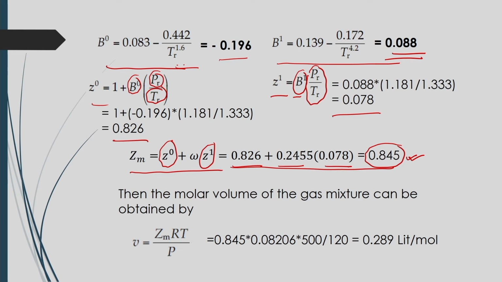Then the molar volume of the gas mixture can be obtained from the general form of the non-ideal gas equation, that is V equal to Zm RT by P. Here Zm you have already calculated, R is given, T is 500, and P is 120. Finally, you get the value as 0.289 liter per mole. So, in this way you can apply Kay's rule of mixing for a mixture of non-ideal gas to calculate its mixture molar volume.